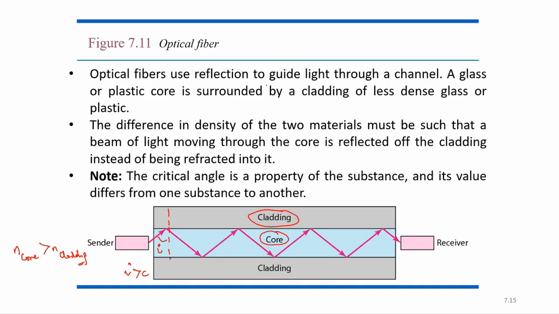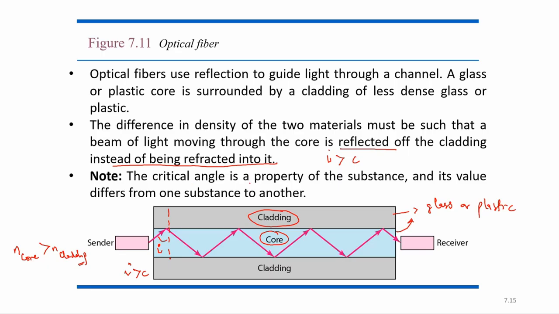So optical fibers use reflection to guide light through the channel. A glass or plastic core is surrounded by a cladding of less dense glass or plastic. So these are made up of glass or plastic. The difference in density of two materials must be such that a beam of light moving through the core is reflected off the cladding instead of being refracted. So that means the angle of incidence should be greater than the critical angle. That should be the condition.